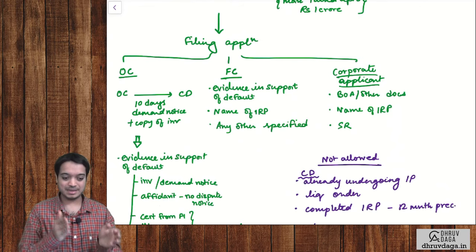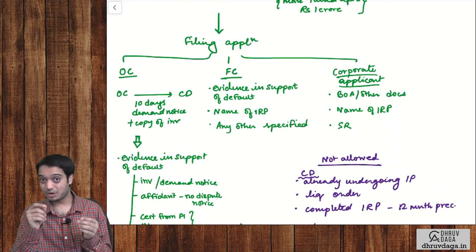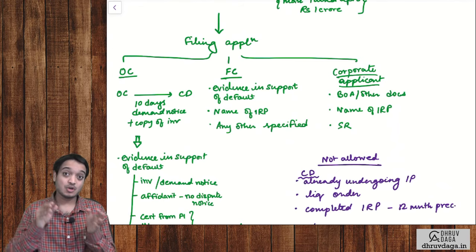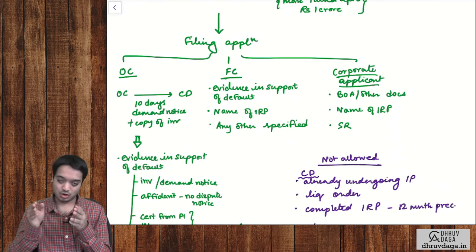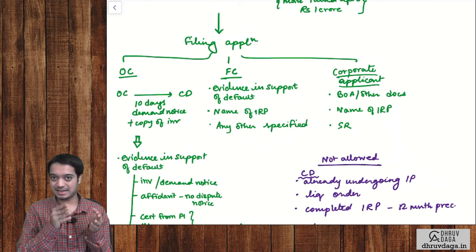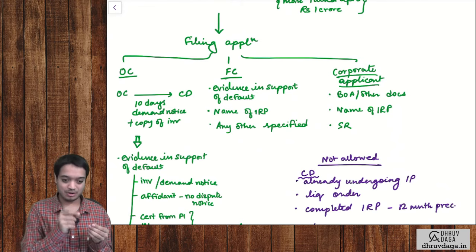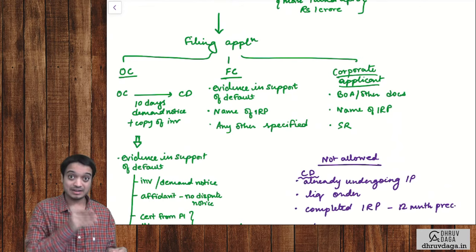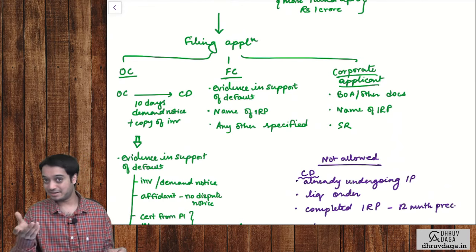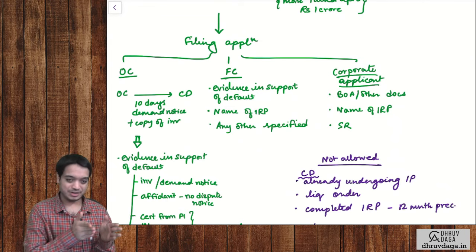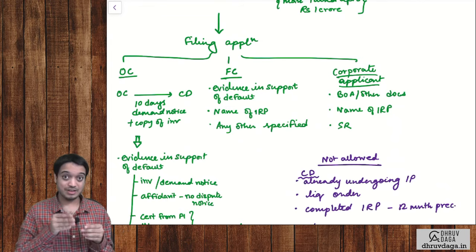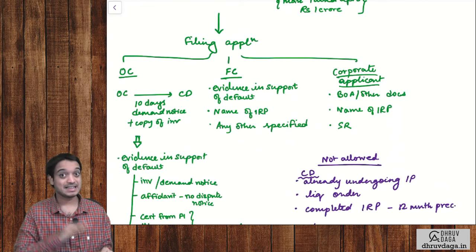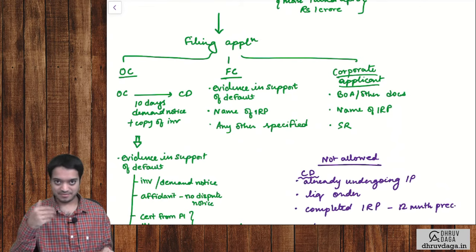If you are an operational creditor, you need to send a demand notice and a copy of invoice, with 10 days, to the corporate debtor. The corporate debtor will respond that either a dispute was pending before the date of the demand notice, or you make the payment. So either a dispute pending before the date of demand notice, or you make the payment. If neither is done within a period of 10 days, then an application can be filed by them.